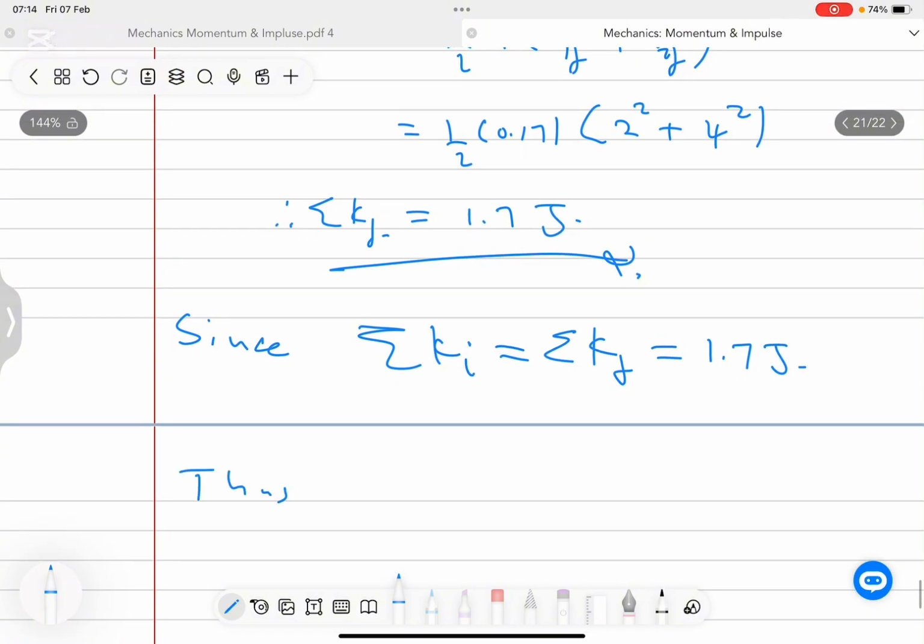thus the collision must be elastic. The collision is elastic. Then we have answered our question.